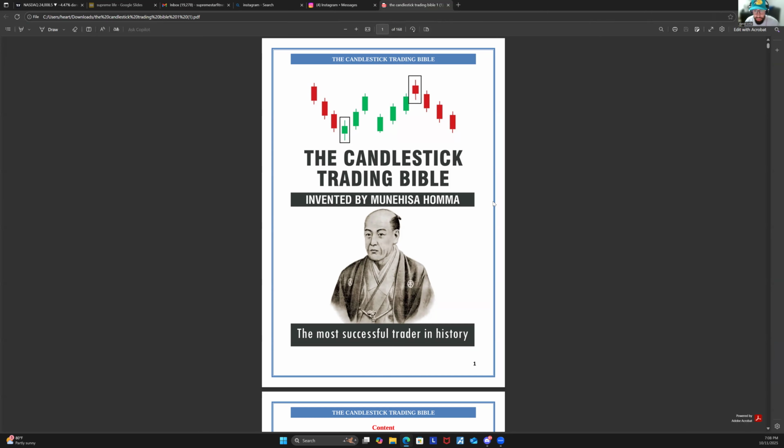Okay, this is the Candlestick Bible. Okay, what is this, Danny? I don't understand. What's this? What am I looking at? That's okay.